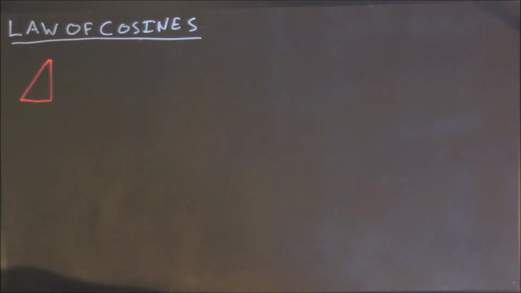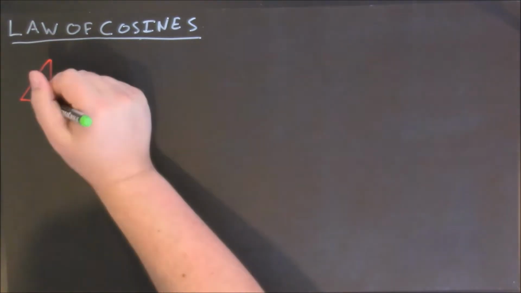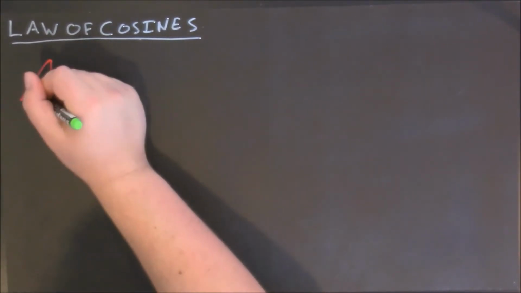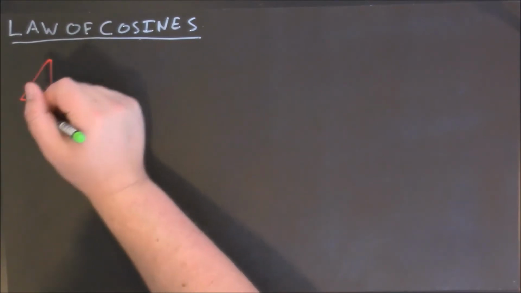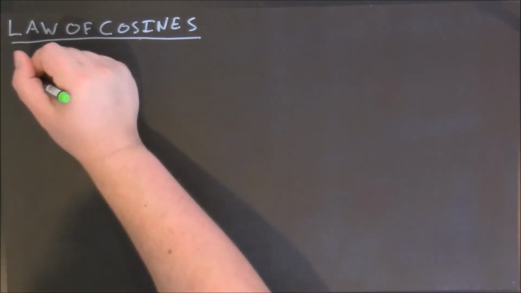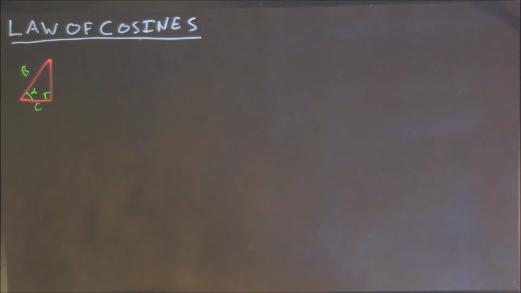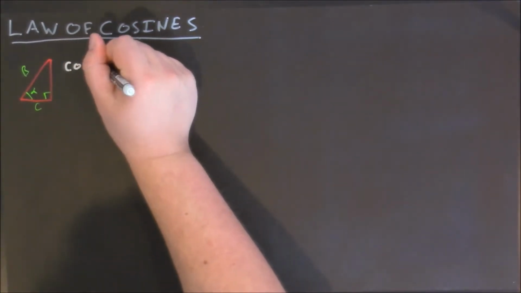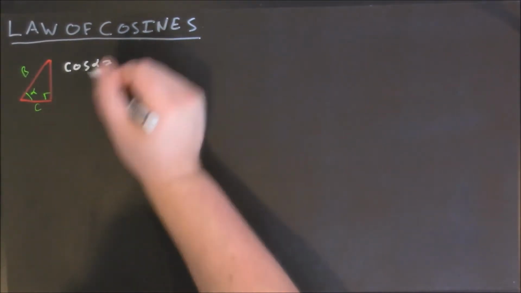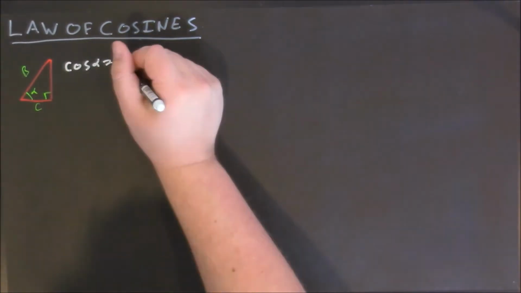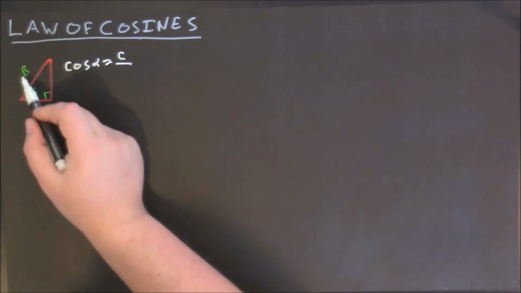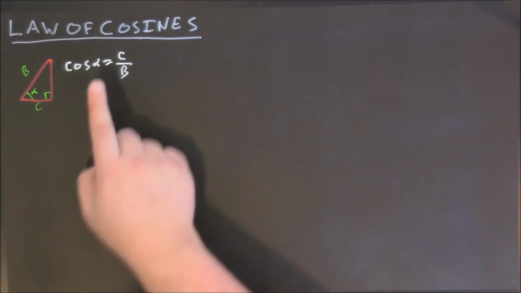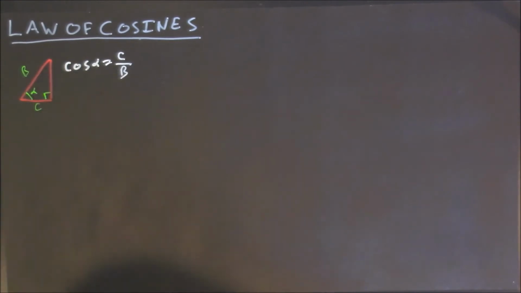Now this right triangle has one right angle, and it has another angle that let's say is called alpha, and then sides C and B. Now we can write the cosine of alpha is equal to the adjacent side C over the hypotenuse of the right triangle B. Now this is an equation that is true for right triangles.